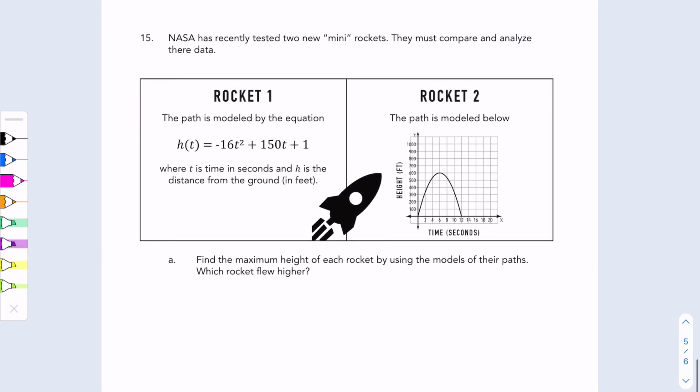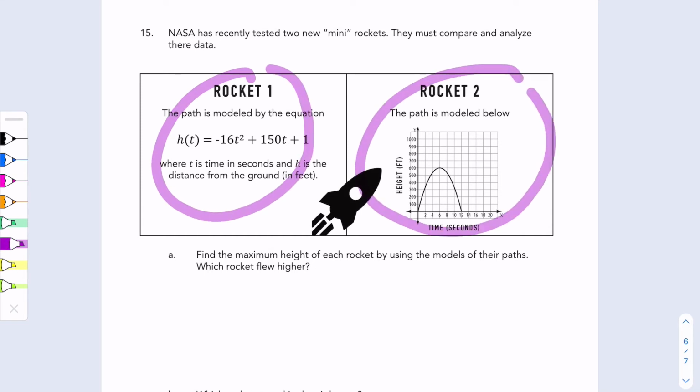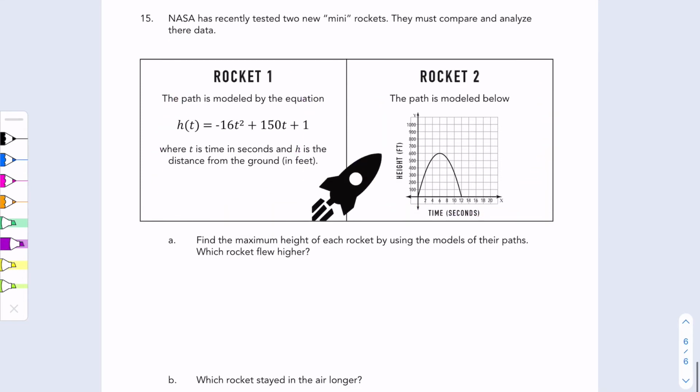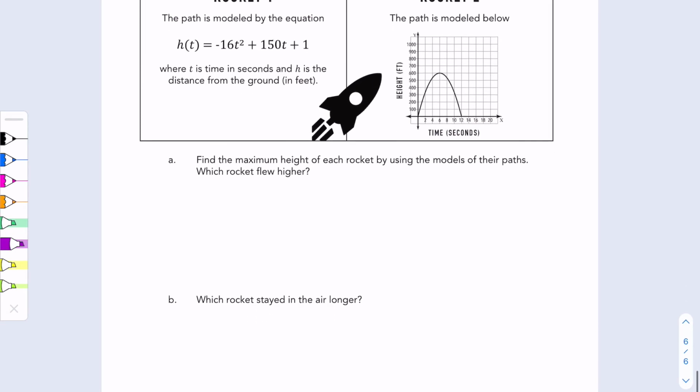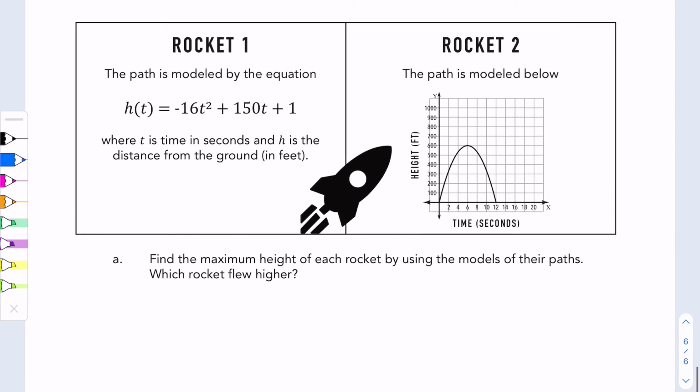And we're going to do the last problem, number 15, together. Number 15 is actually comparing 2 different sets of data. So it's 2 rockets launched in the air. One of them is modeled by an equation. One of them is modeled by a graph. And we have to compare the answers for each part. So for part A, it says find the maximum height of each rocket by using the models of their path and which rocket flew higher. Let's start with rocket 1.